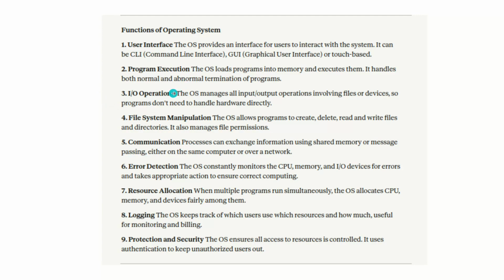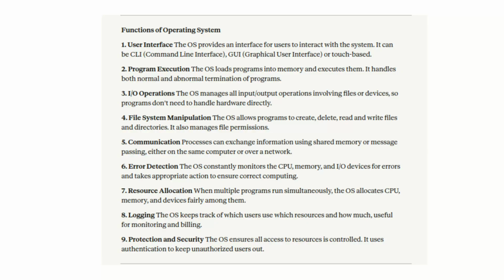Okay. Now file system manipulation means the OS allows programs to create, delete, read and write files and directories, and it also manages the file permissions. File system manipulation means the operations that can be done through files, that is, it can read, delete, write, and create files and directories, right? And also there are different file permissions. We can give the permission to read, or if you want to edit you can write, such permissions. These are all managed by the operating system. So the operating system allows programs to create, delete, write, and read files and directories.